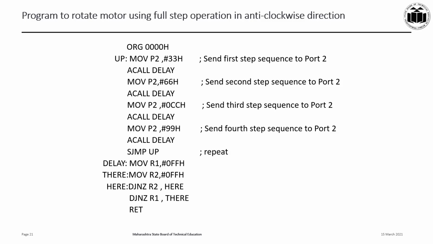MOV P2, #33H sends the first step sequence to port 2 to rotate in anti-clockwise direction. A delay is called. MOV P2, #66H sends the second step sequence. Again a delay is called. MOV P2, #0CCH sends the third step sequence. Again a delay is called. MOV P2, #99H sends the fourth step sequence, and again after a delay the whole process is repeated.